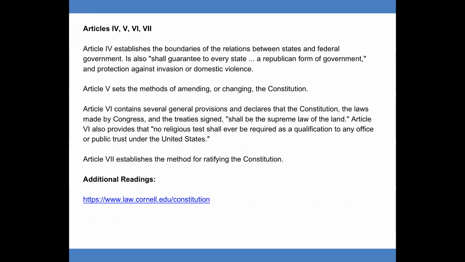Articles 4, 5, 6, and 7. Article 4 establishes the boundaries of the relations between state and federal government. It also guarantees to every state a Republican form of government and protection against invasion or domestic violence. Article 5 sets the methods of amending or changing the Constitution. Article 6 contains several general provisions and declares that the Constitution, the laws made by Congress, and the treaties signed shall be the supreme law of the land. Article 6 also provides that no religious test shall ever be required as a qualification to any office or public trust under the United States. Article 7 establishes the method for ratifying the Constitution.